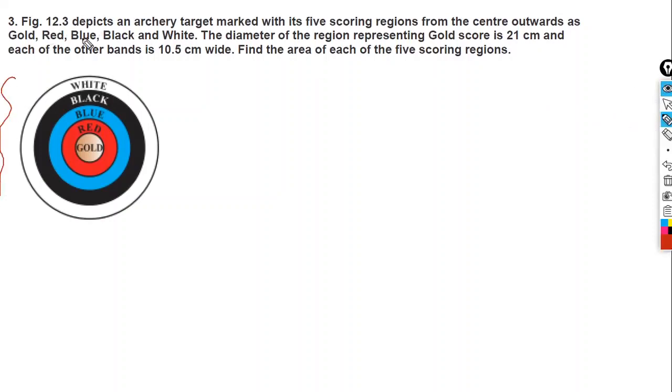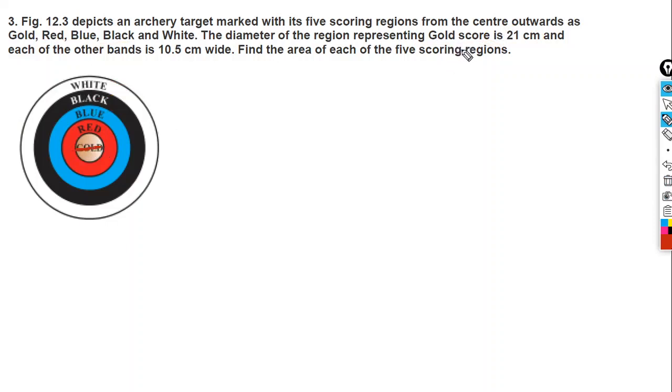In this figure, it is showing an archery target marked with its 5 scoring regions from the center outwards as gold. So the first inner circle is gold, then red, then blue, black, and finally white. The diameter of the region representing gold is 21 cm. So the diameter for gold is 21 cm.